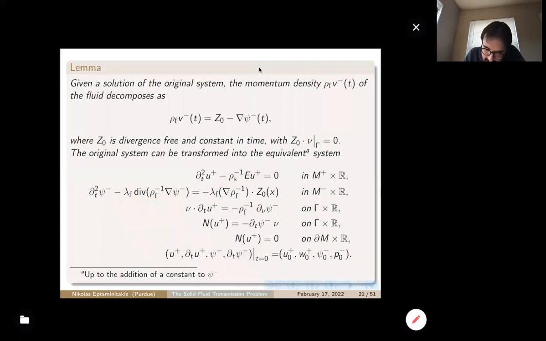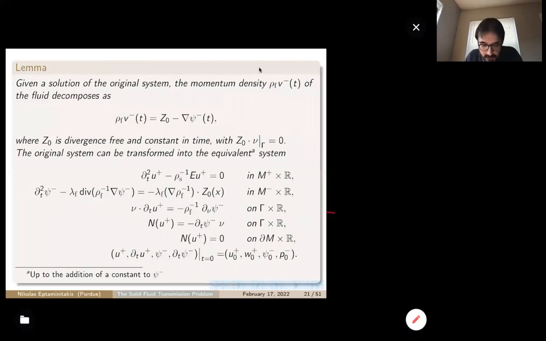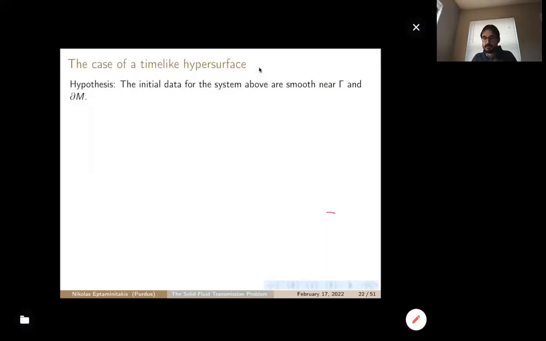Now, this source here, it could be problematic in principle, but it is actually constant in time, it turns out. So if you assume that your initial data is smooth near the interface with the solid, then the source is never going to actually get near the solid. And that's what we're going to assume in what follows. So we are going to assume that the initial data for the system were smooth near the interface and the boundary.